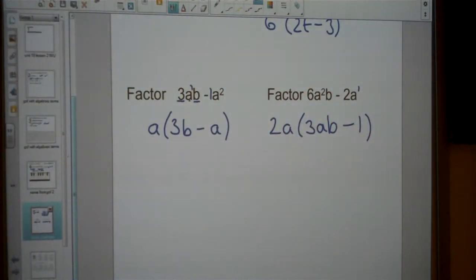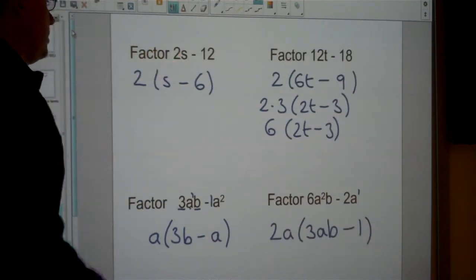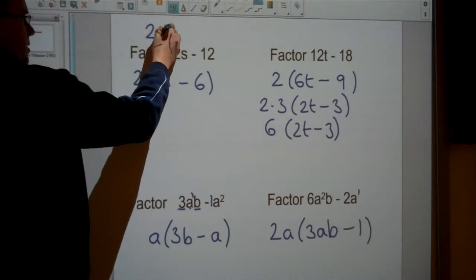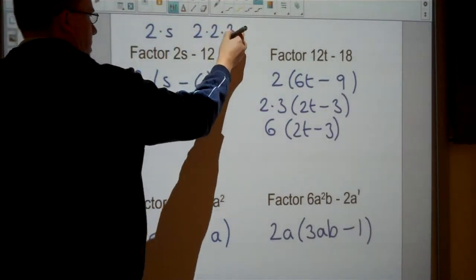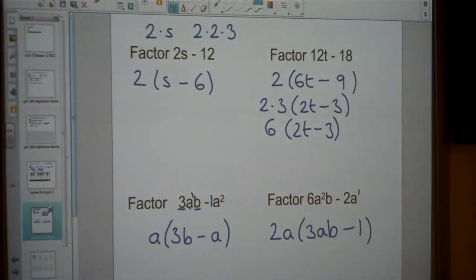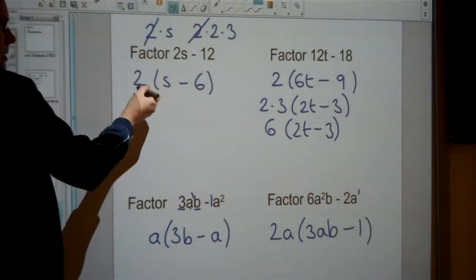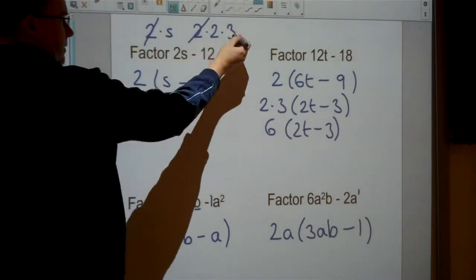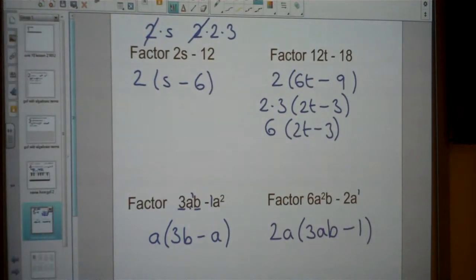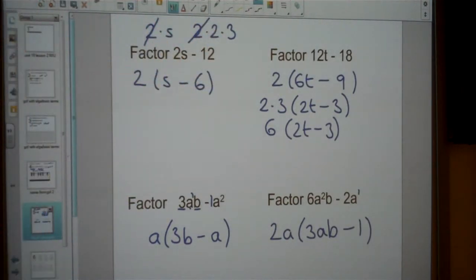Now I said I would show you an alternative way of doing this question, and I will. We could write 2s as 2 times s. We could write 12 as 2 times 2 times 3. And then we look to see what is the same from both. So 2, and that's where this comes from. And then what do I have left? S. What do I have left? 2 times 3, which is 6. Now it takes a little longer to write these out, but it will also guarantee you get the correct answer.